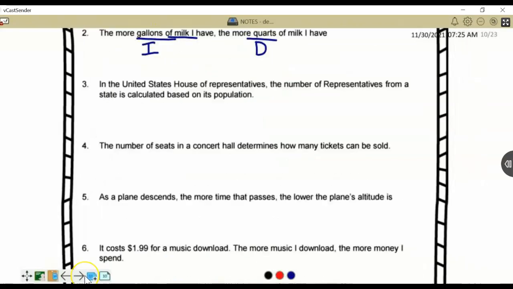Look at number 3. In the United States, we have a House of Representatives that makes laws, and we figure out how many people can come from each state based on its population. Which is the dependent variable and which is the independent variable? The number of representatives depends on the population, so that's dependent, and the population is independent. A state can have as many people as it wants. People come and people go. That changes all the time, and it determines how many people are sent to the House of Representatives.